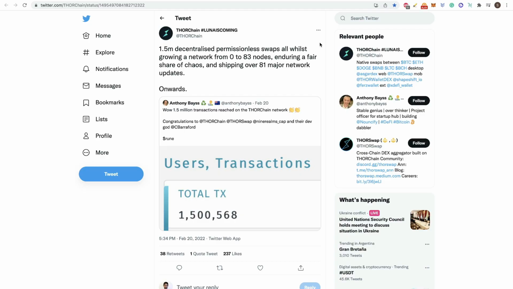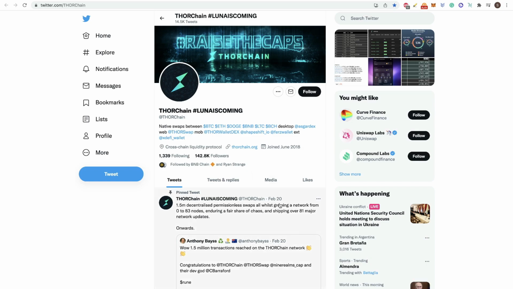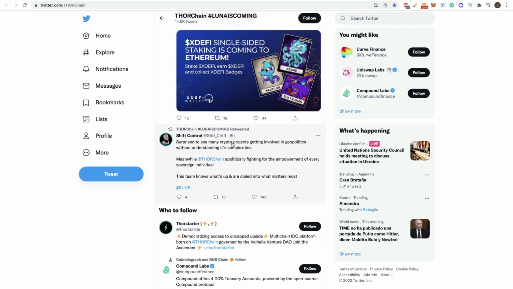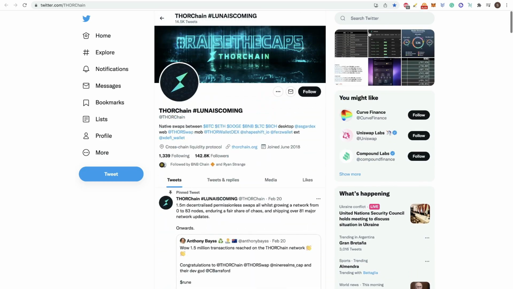Another good news in the last days is 1.5 million decentralized permissionless swaps, all while growing the network from 0 to 83 nodes, enduring a fair share of chaos and shipping over 81 major network updates. So this was a congratulations for that. Many things on the Thor Twitter are only retweets of people talking well about them. So for example, you can see that here, but it's not actually important information for the community. There is not much news.